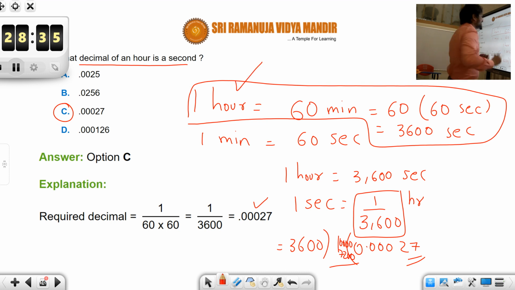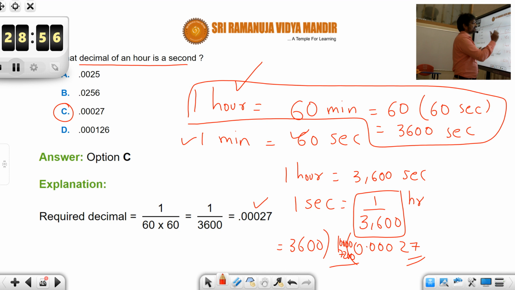You need to know how many minutes is equal to 1 hour. 1 hour is equal to 60 minutes. Similarly, how to convert minutes into seconds? 1 minute is equal to 60 seconds. And then how to convert an hour into seconds? 1 hour is equal to 60 minutes and each minute is equal to 60 seconds. So 1 hour we can write as 3600 seconds. All these three conversion formulas are very important.